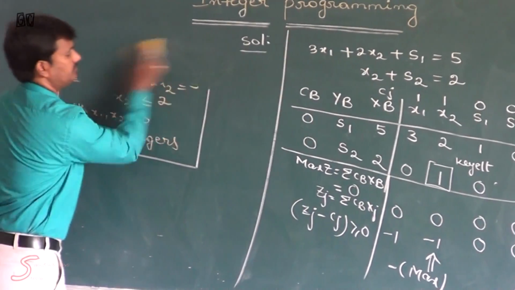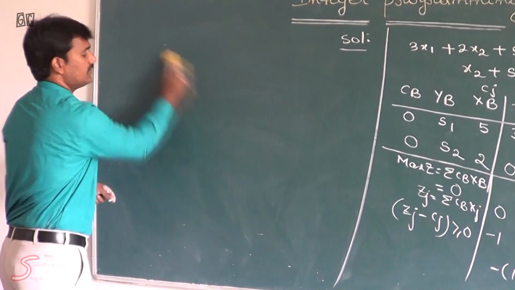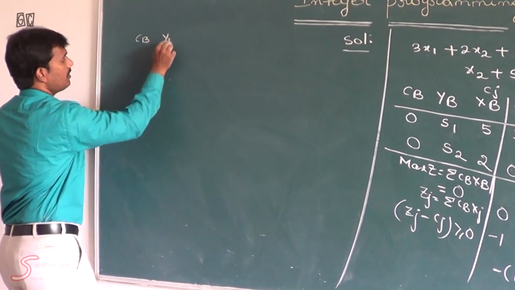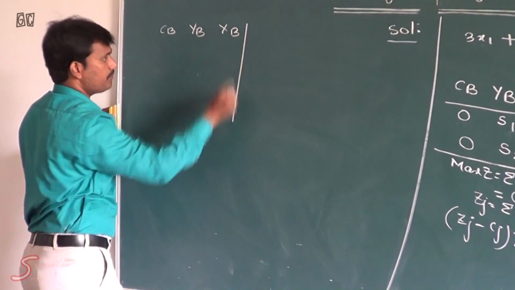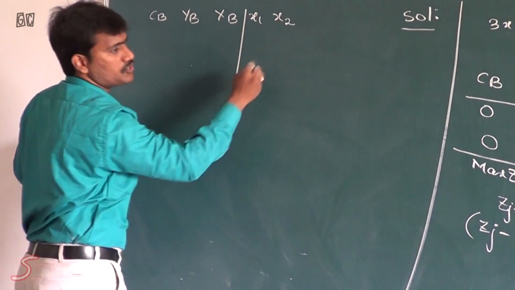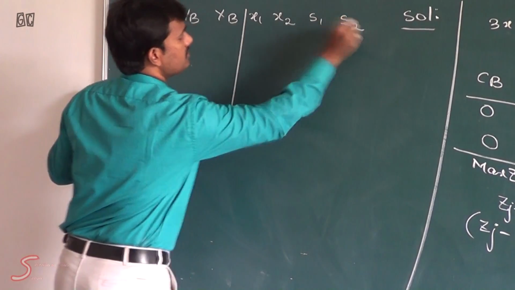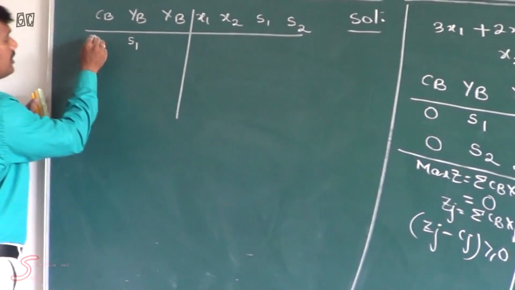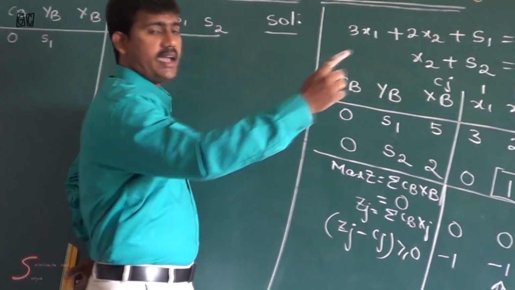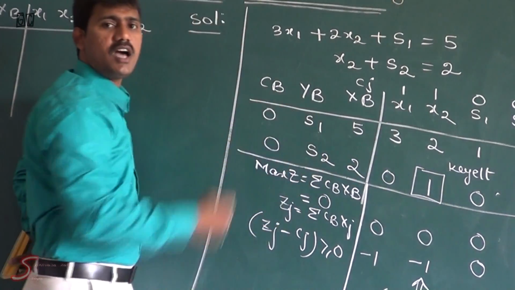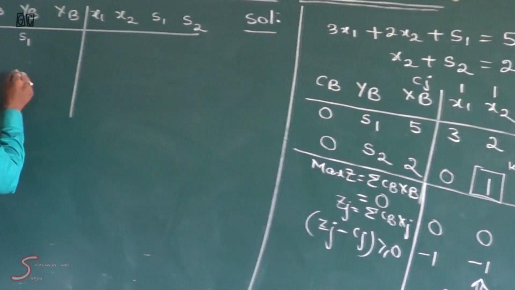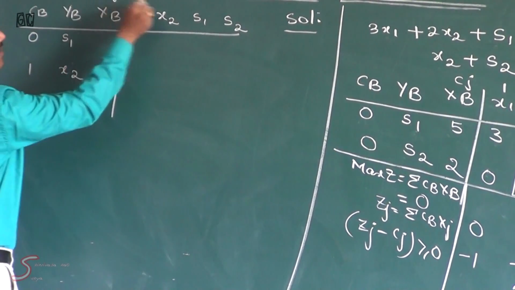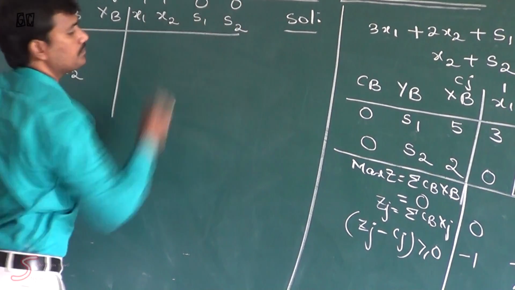That is, the second iteration table. As usual, we have CB, YB, XB, X1, X2, S1, S2. That is, there is no change for S1, the cost will be 0. Here, X2 is the incoming vector, S2 is the outgoing vector. Then X2 will be here. The cost of X2 is 1. And that is Cj, we have 1, 1, 0 and again 0.